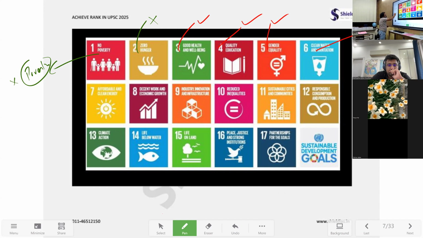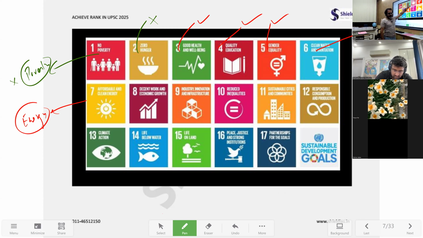Now, further, energy. Clean energy also brings what? Health benefits. For example, if biomass or fuel wood burned by the women to cook is replaced by a clean gas connection, it will definitely help in what? Improving their health standards. Interlinked.